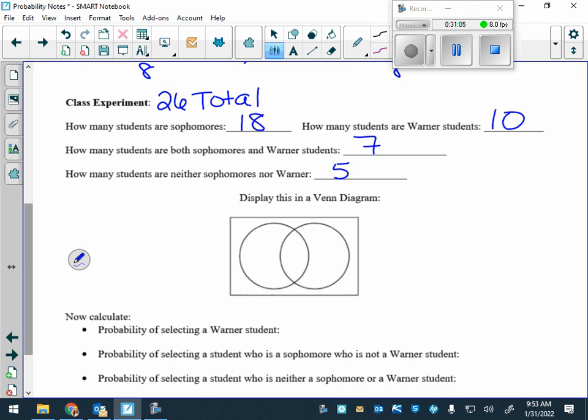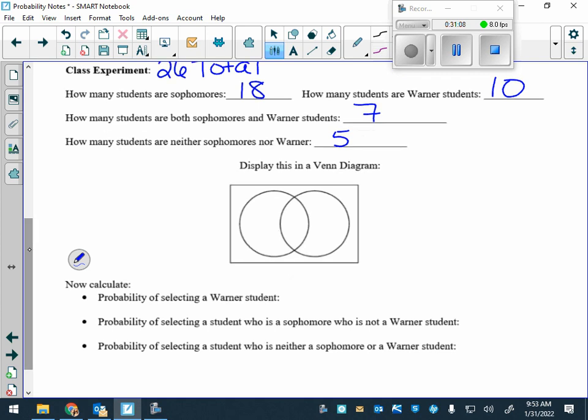We have sophomores and then Warner House. How many of you are familiar with a Venn diagram? Know what they are, right? Okay. So we have 18 students that are sophomores, so this whole circle will equal 18. How many are both sophomores and Warner House students? 7, right? So 7 goes in the middle because it's both sophomores and Warner House students.